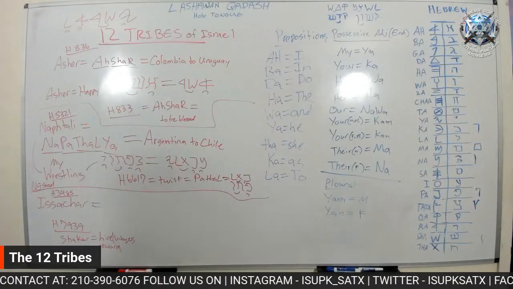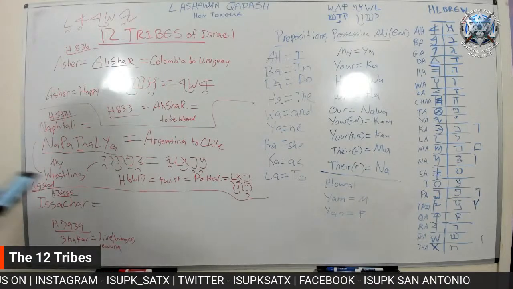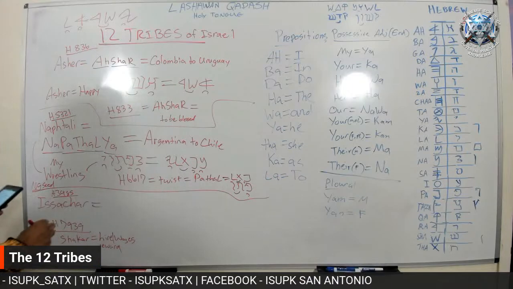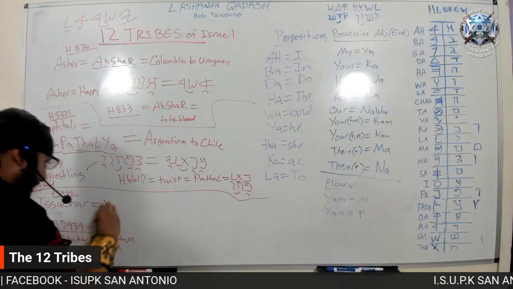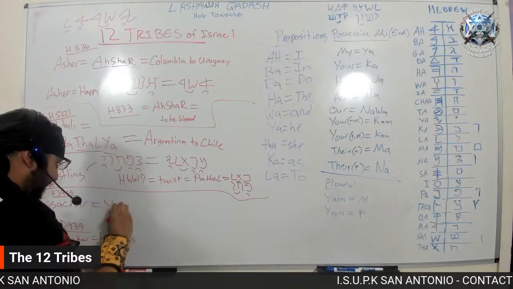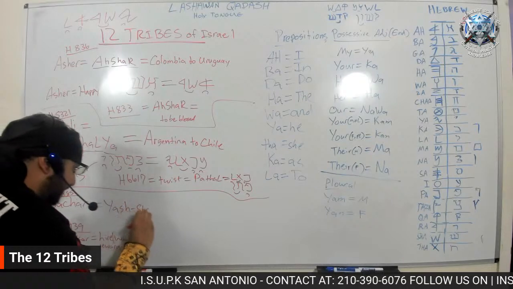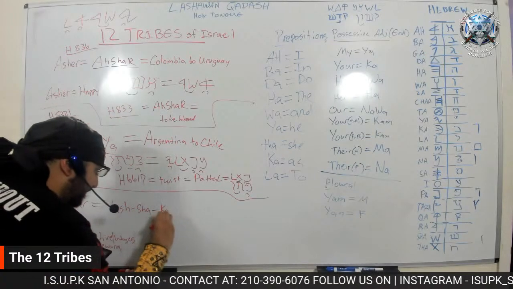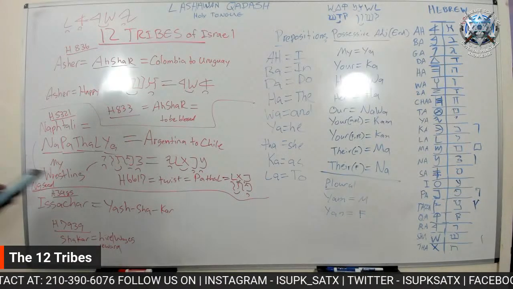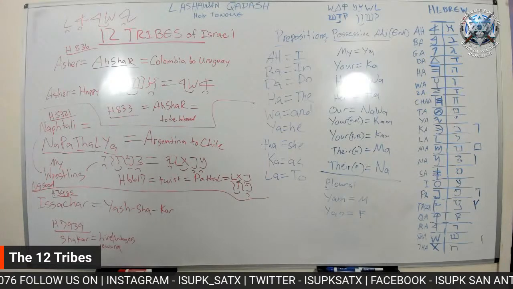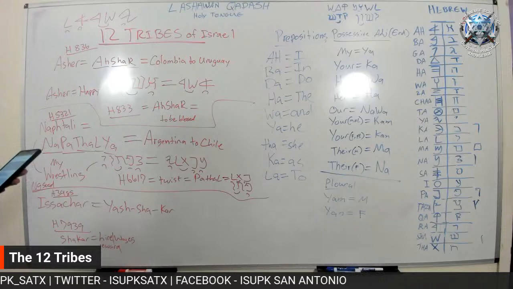Let's go back. So you got that verse? Go ahead and read that verse for me. Book of Genesis, chapter 30, verse 18. And Leah said, God hath given me my hire, because I have given my maiden to my husband. And she called his name Issachar. No, you're good. We'll have it right there.